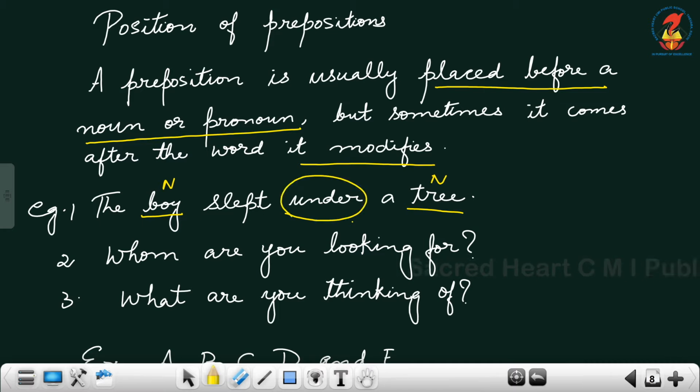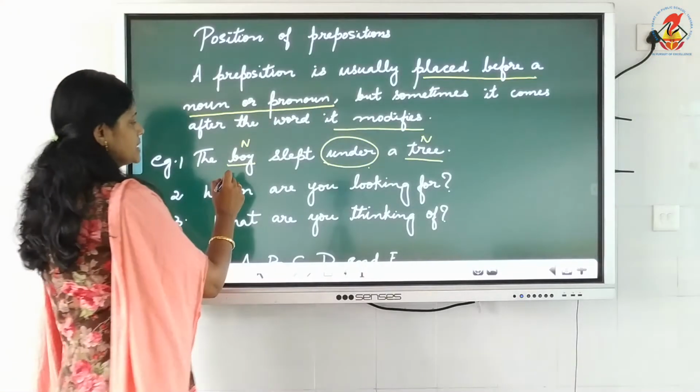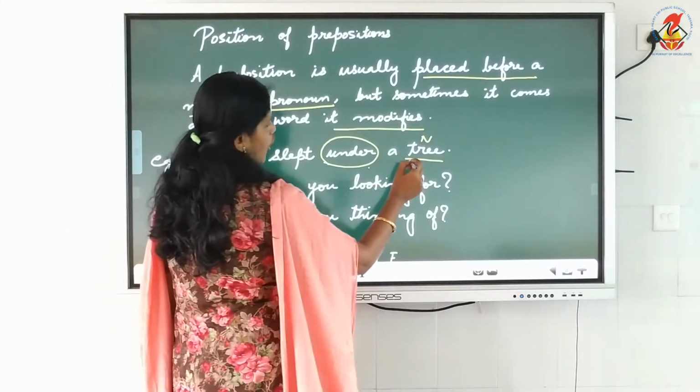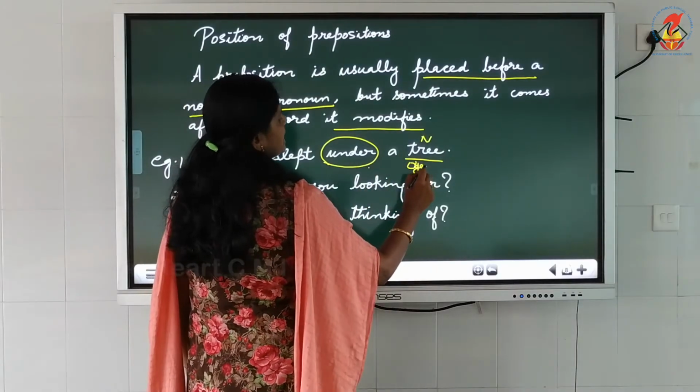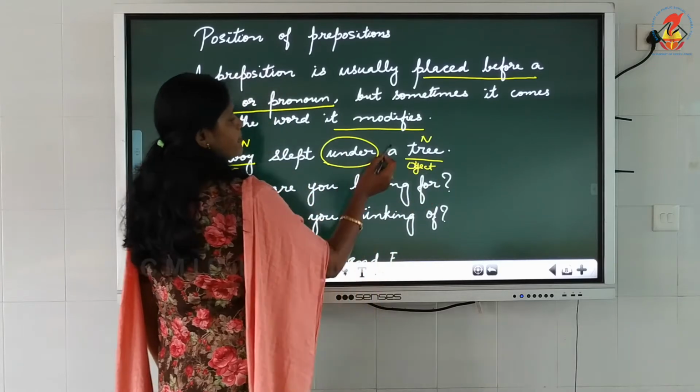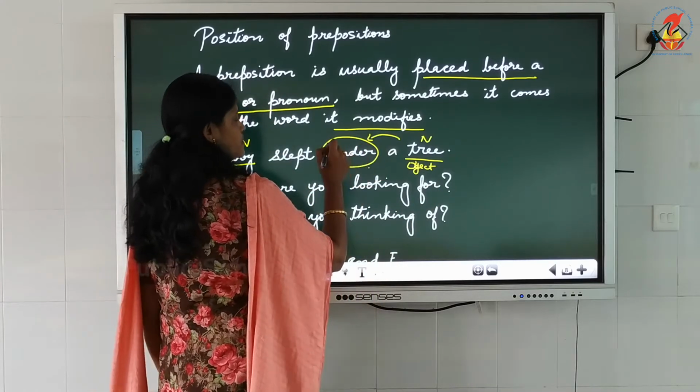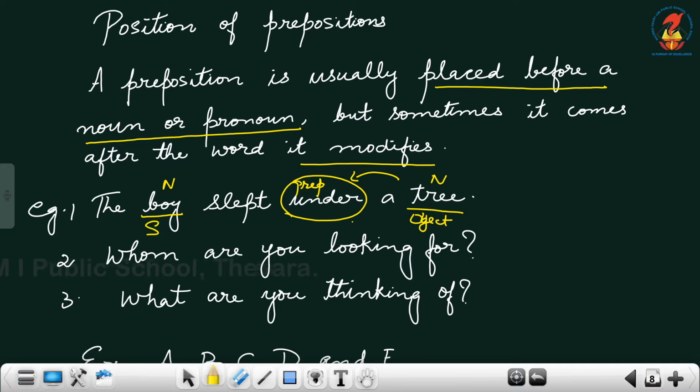Under the tree. Is it clear? So here this is the subject and this is the object. If this is the object, we generally place the preposition before the object. The preposition is generally placed before the object. Is it clear, children? To understand that, you take out page number 101.